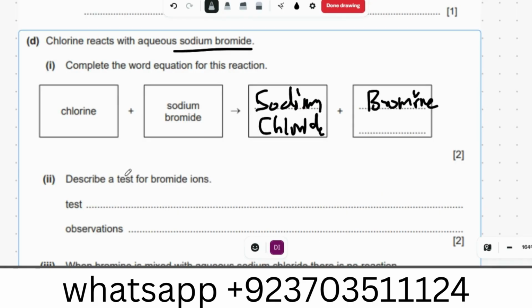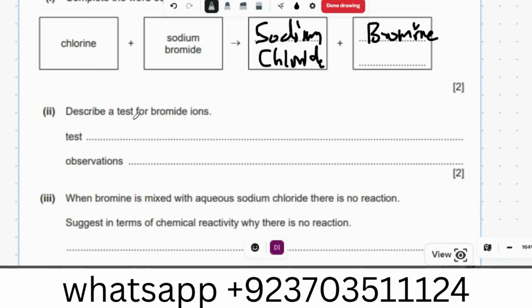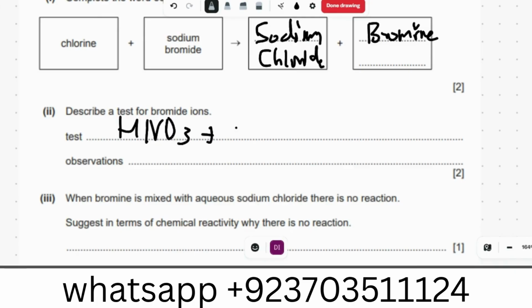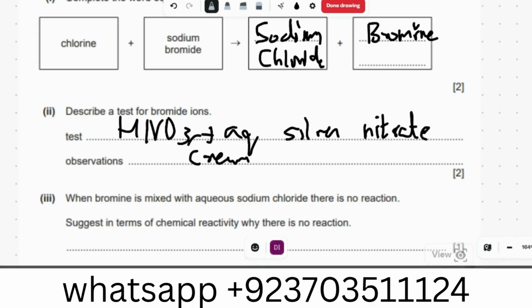Describe the test for bromide ion. Okay, add nitric acid and aqueous silver nitrate. Okay, add nitric acid, that is HNO3, plus aqueous silver nitrate. Observation is cream precipitate. Okay, observation is cream precipitate.